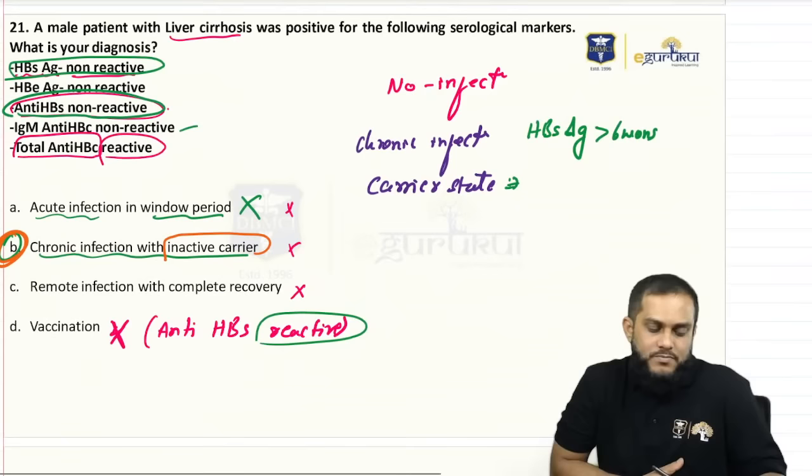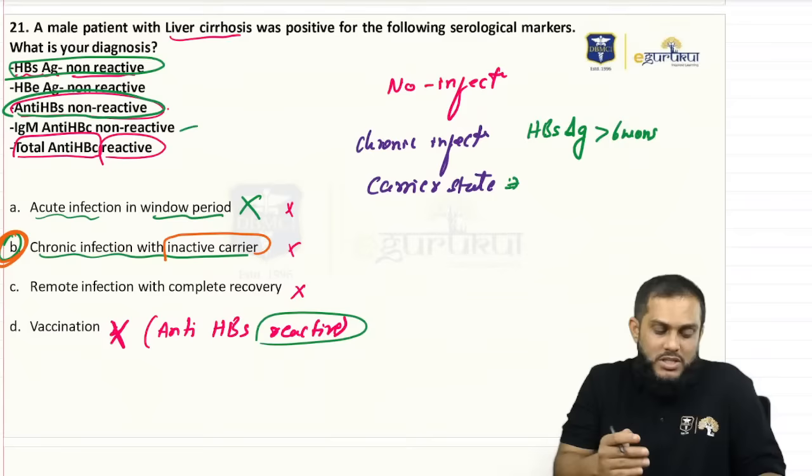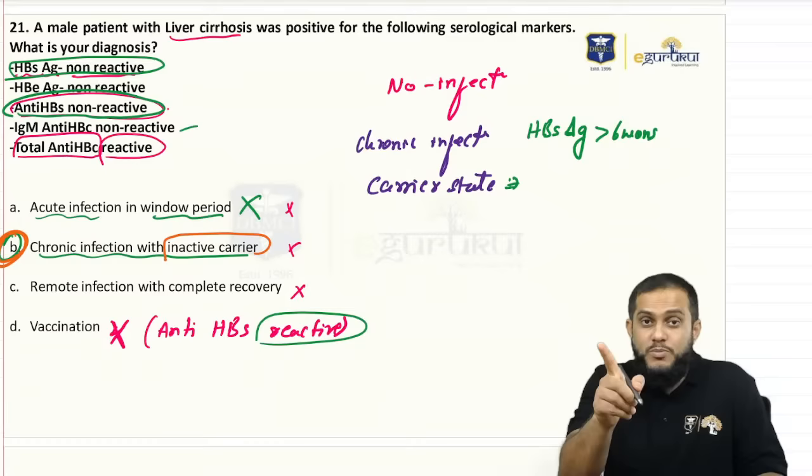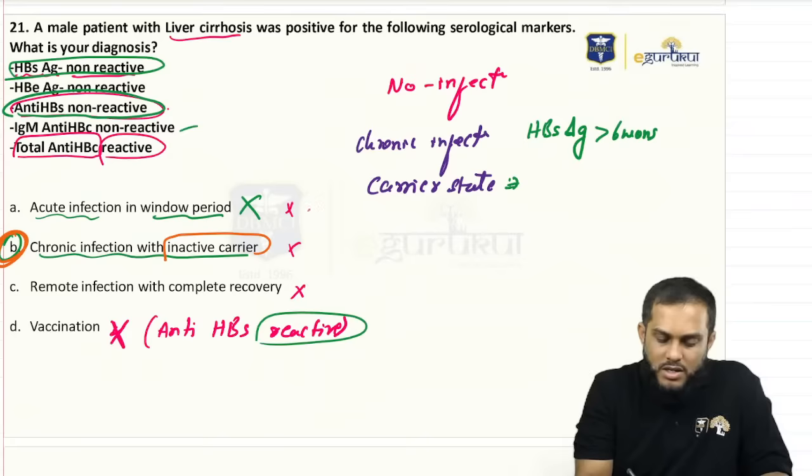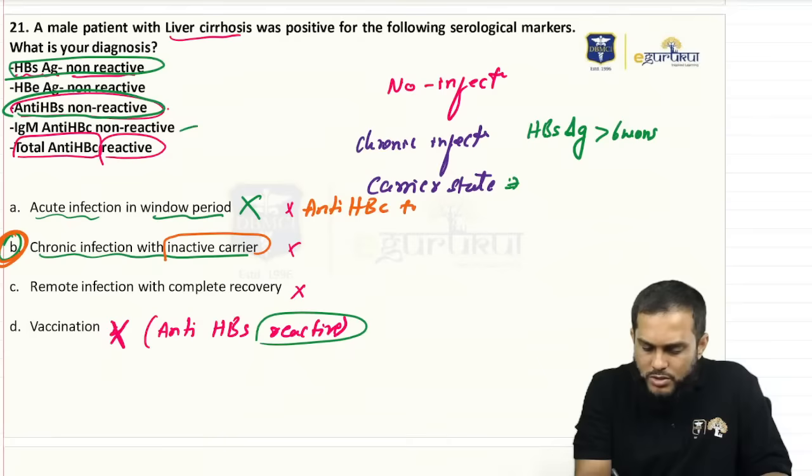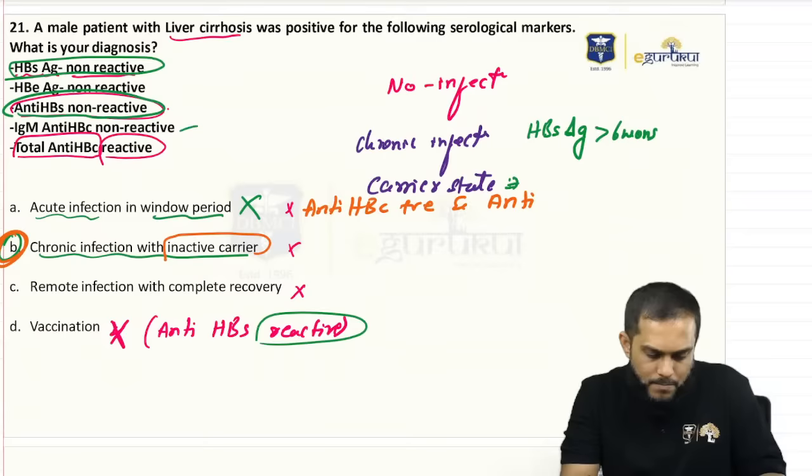Carrier state. In infection, HBsAg should be there. But in infection with window period, HBsAg won't be there. But in window period, other antibodies should be there. Right? In window period, anti-HBc positive and anti-HBe positive.